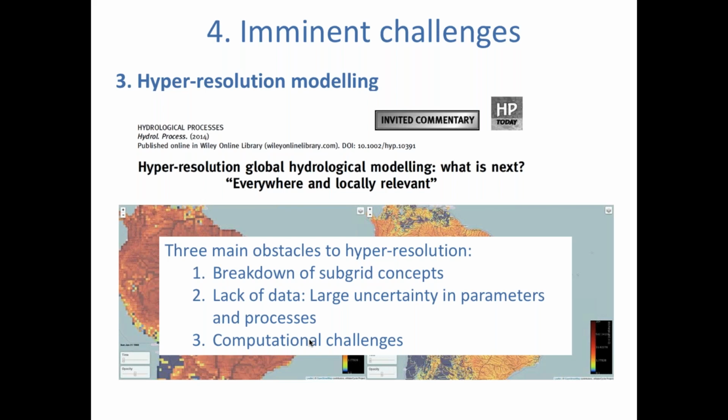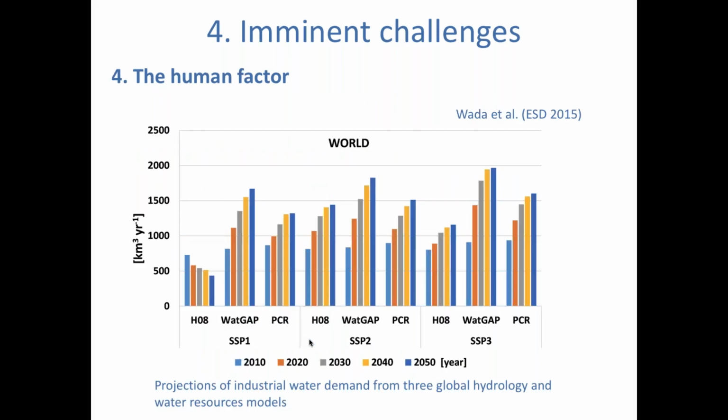And Keith Beven and Hannah Cloke wrote two commentaries on our hyper-resolution work, and they were right that we really have a long way to go in getting additional better data for these global representations at higher resolution. If we don't have them, it doesn't make much sense. And then, of course, there are the computational challenges, but I think Stefan Kollet in the next webinar will talk about that more extensively.